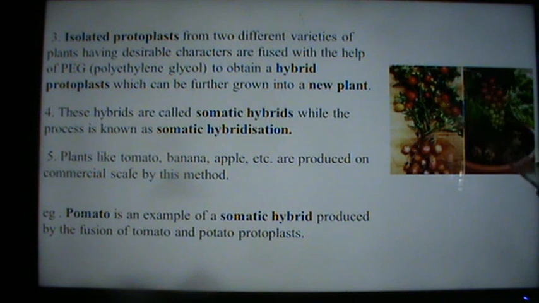This process is known as somatic hybridization. Here you can see the picture of the tomato plant, where the tomato is grown on the upper part of the plant and the potato on the lower part. This is another one, and many more experimental techniques have been used to develop plants like banana and apple by this method, known as somatic hybridization.